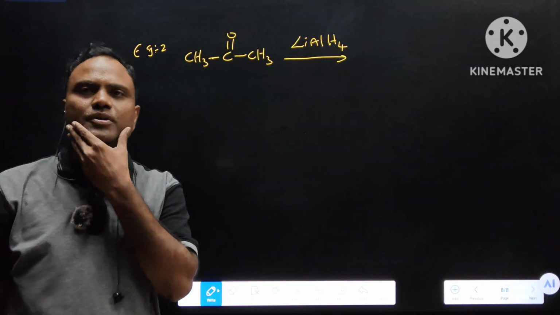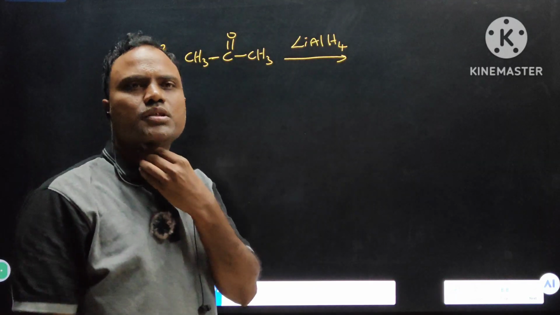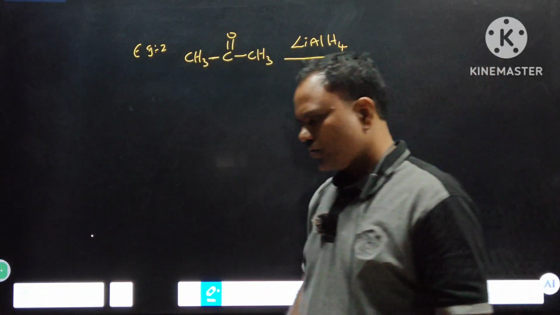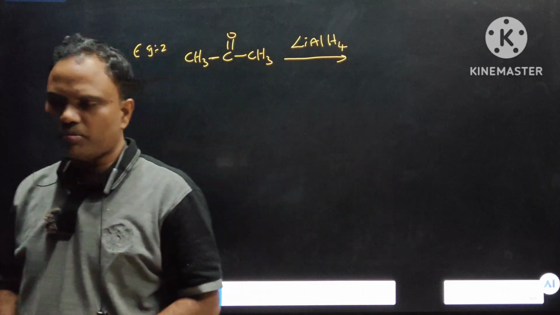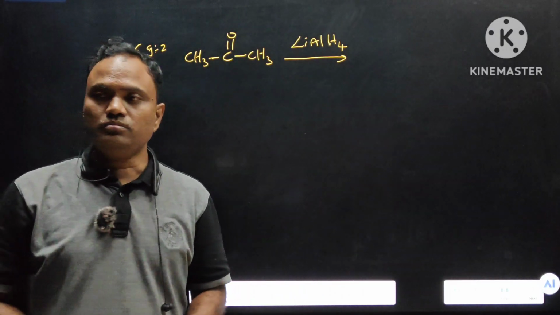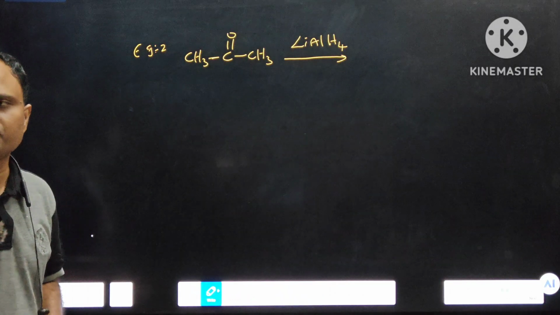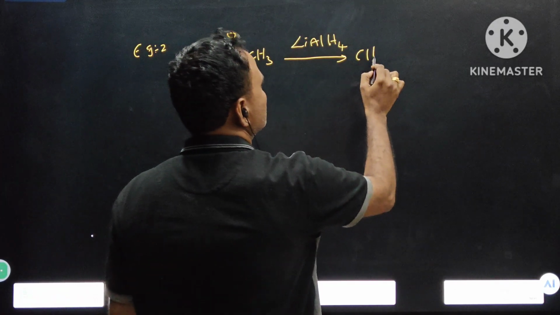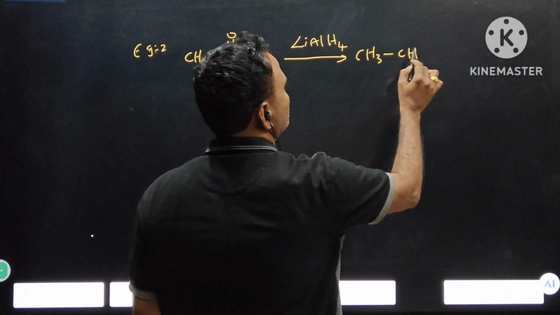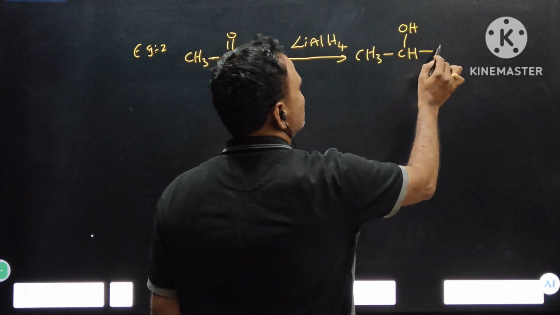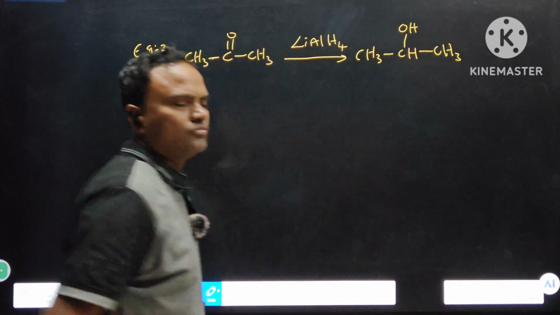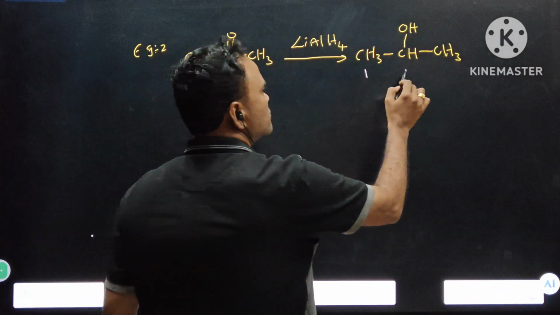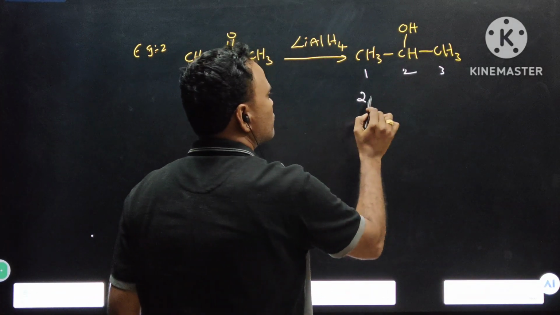Can you say the name of the product? Anybody? What is the name of the product? Correct IUPAC name of the product? What is its name? Give the number. 1, 2, 3. 2-propanol.